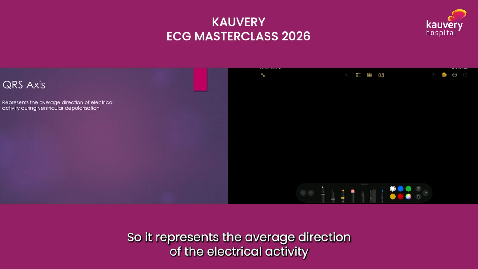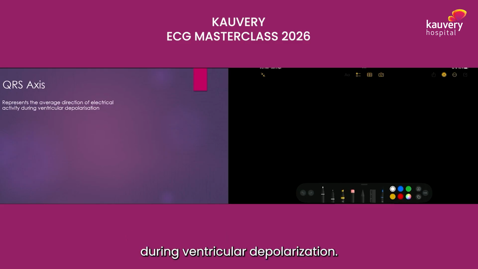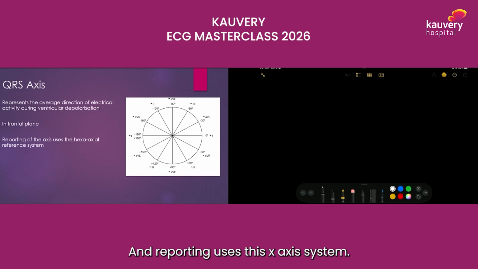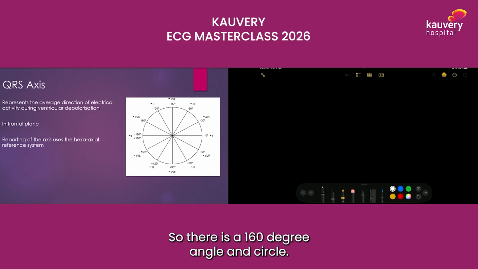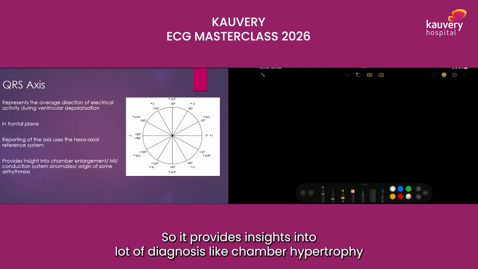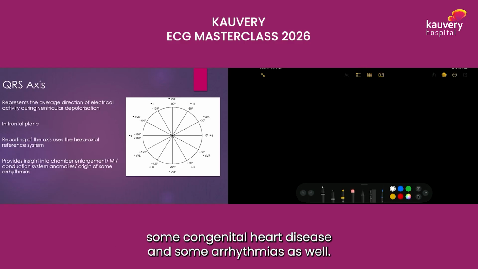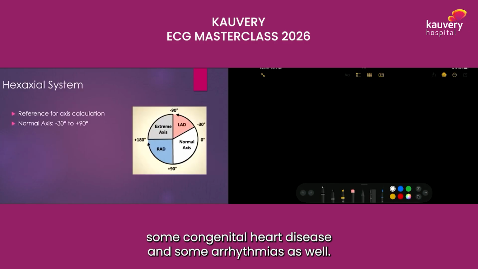It represents the average direction of the electrical activity during ventricular depolarization. It takes all the vectors and averages them out. It is usually in the frontal plane, and reporting uses this hexaaxial system. So there is a 360-degree angle in a circle, and you can tell that. It provides insights into a lot of diagnoses like chamber hypertrophy, sometimes myocardial infarction, conduction system disturbances, some congenital heart disease and some arrhythmias as well.